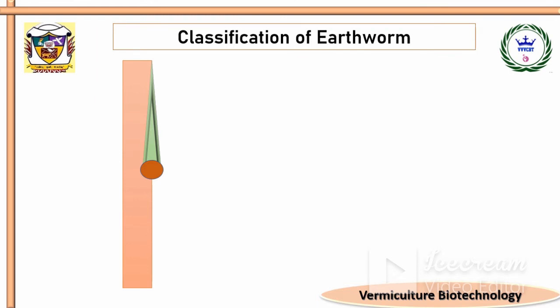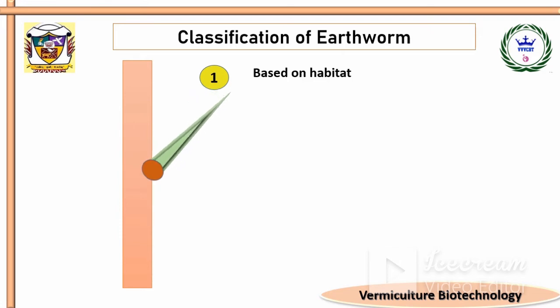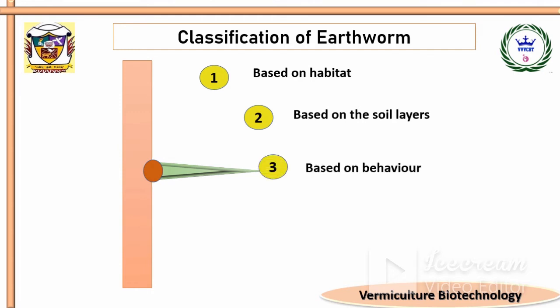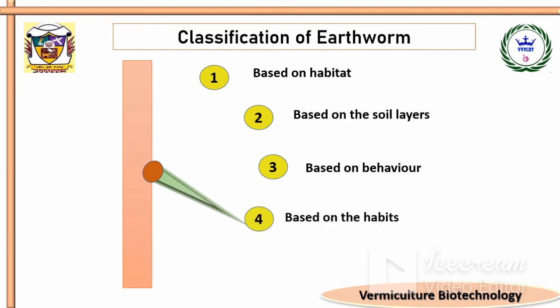Next, classification of earthworm. Earthworms are classified based on the following factors: based on the habitat, based on the soil layers, based on behavior, based on the feeding habits, based on the food material, based on place of living.